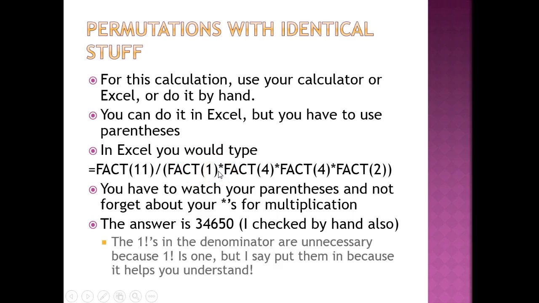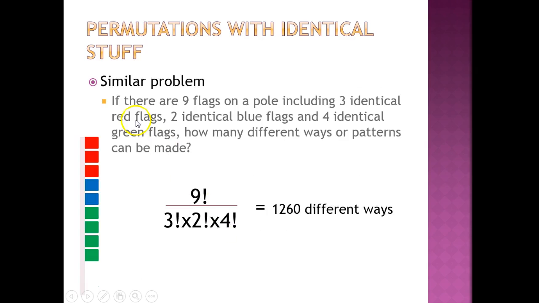You usually get 1 or 2 of these problems on a quiz or test related to these. Be able to do it with a calculator, be able to do it with Excel, be able to do it by hand. They're real easy to cancel out. The answer to how many distinct ways could you arrange the letters in Mississippi is 34,650.